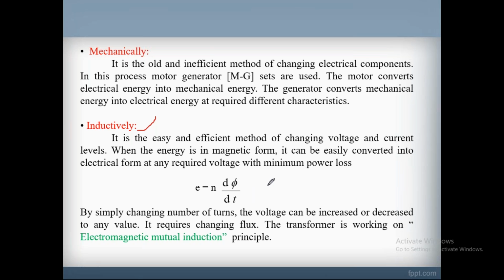And this electrical energy depends on the number of armature conductors and the speed. If the number of armature conductors increases, the voltage also increases. If the speed increases, the voltage also increases.